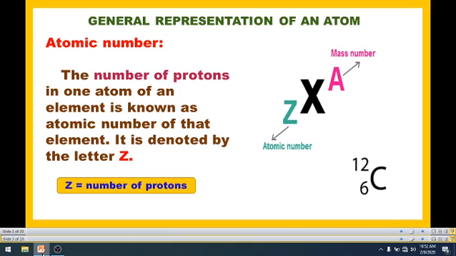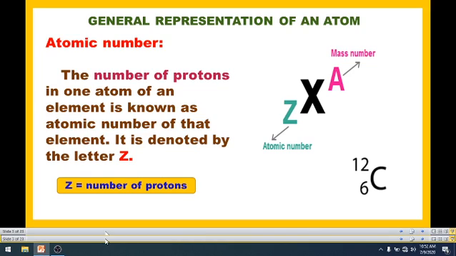General representation of an atom. So how will we represent an atom? Look at the picture: X, Z, A. X indicates the symbol of the element, Z is its atomic number, and A is its mass number. So what is atomic number and what is mass number?